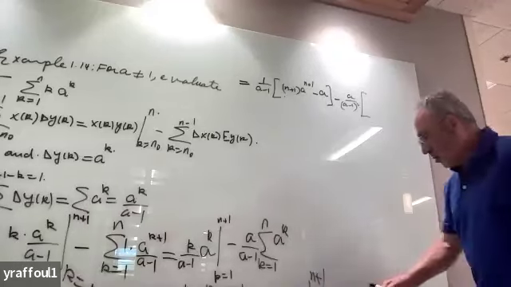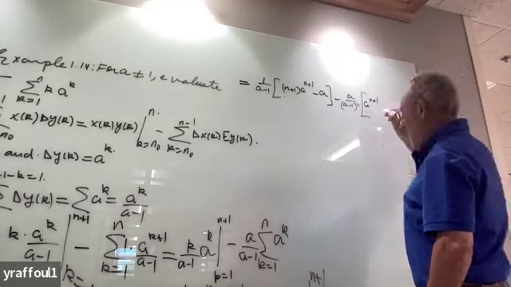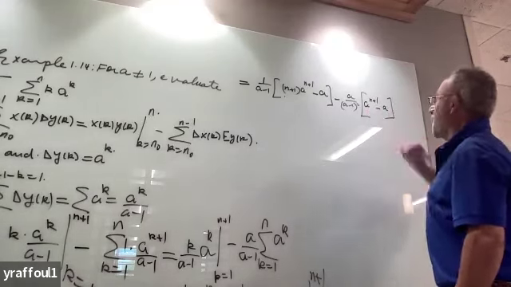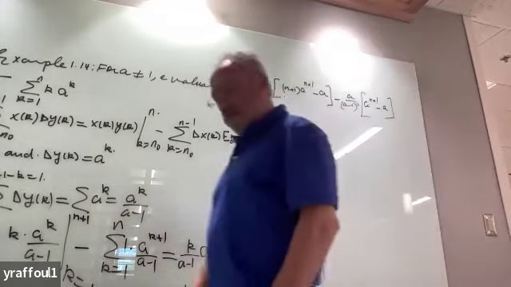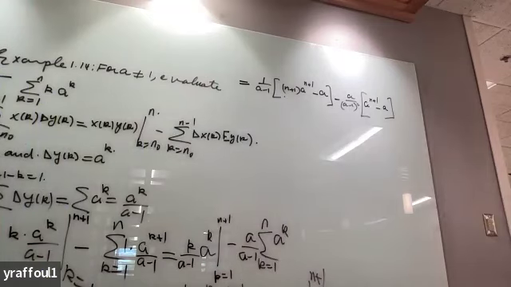Minus a over a minus 1, this would be a to the power n plus 1 minus a. There you go. Okay? Of course, in the book, I do simplify the answer, but that's okay. Okay? Any questions?